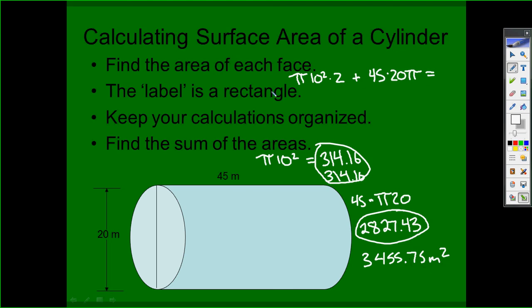If I punch this in all in one run, pi times 10 squared times 2, because there are two circles, plus 45 times 20 pi, I come up with exactly the same number, 3,455 and 75 hundredths meters squared.